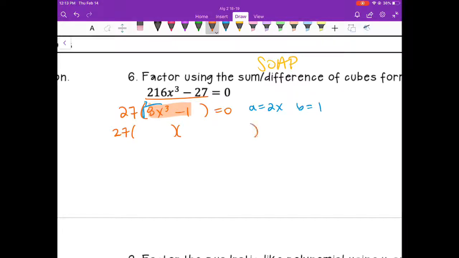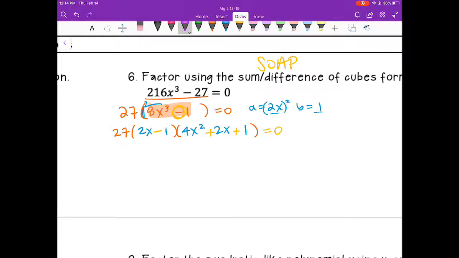So my 27 out front doesn't go anywhere. And then remember your SOAP formula says it goes a and then b, so 2x and 1. And then in your second set of parentheses, a squared, well, when we take 2x and we square it, we get 4x squared. And then you take a times b, 2x times 1 is 2x. And then lastly, b squared. Your signs go, oh, the same sign. I had minus before, so I start with minus. The opposite sign, and then always positive. Set it equal to 0.